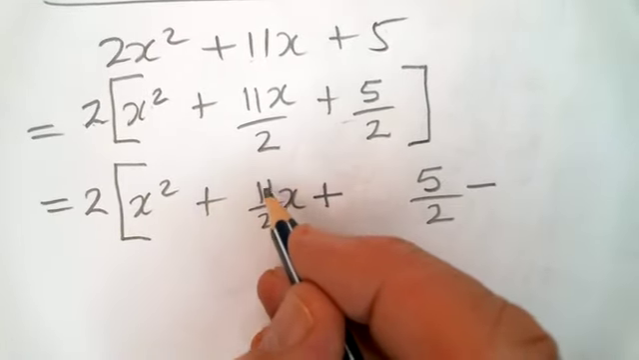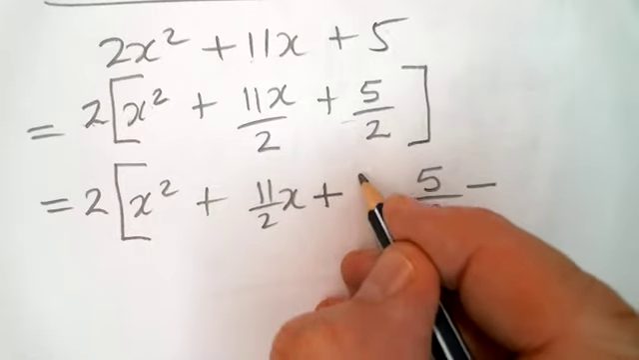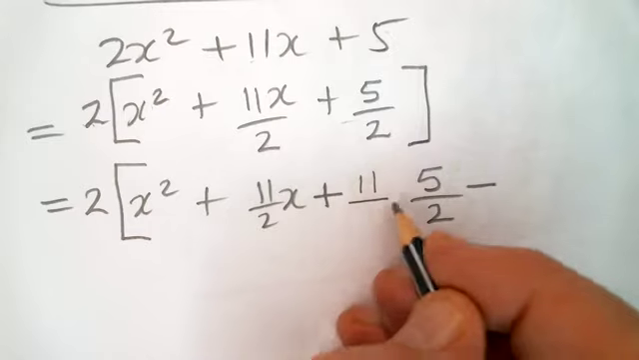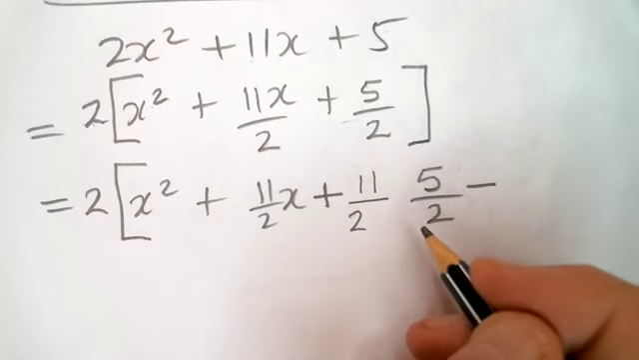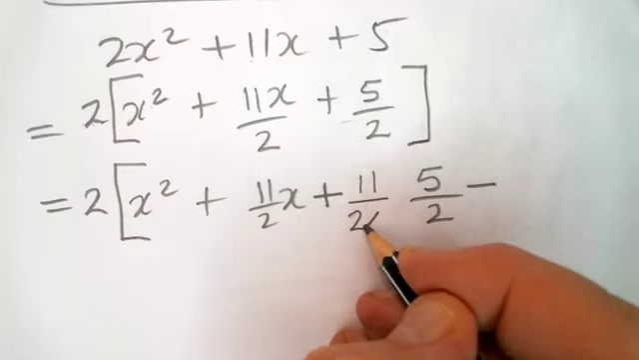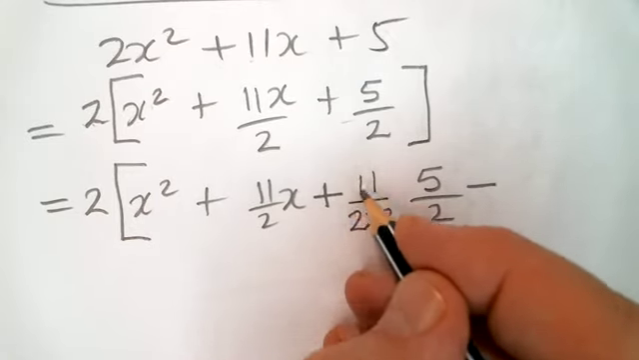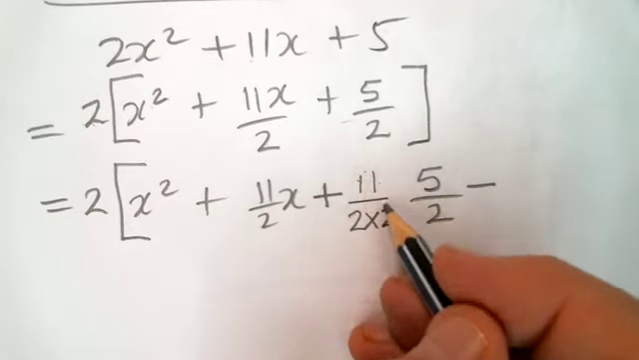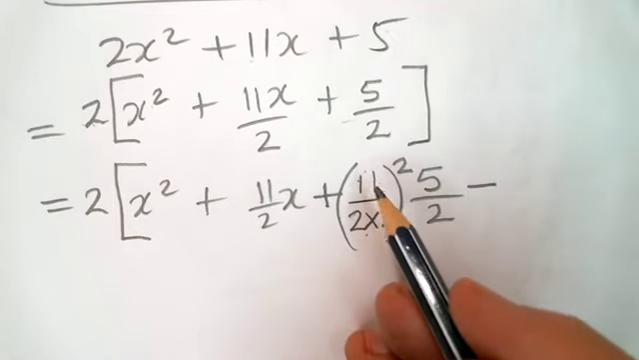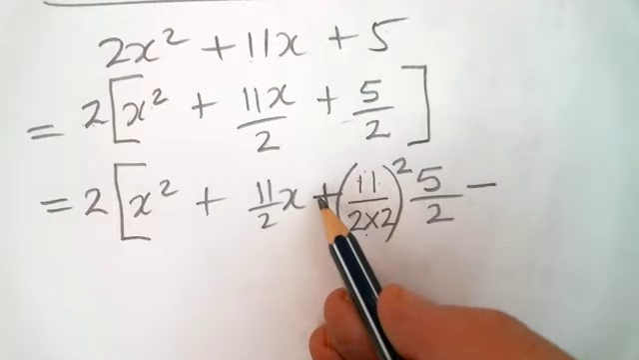So I've got my 11 on 2. Here it is. I'm going to write it big, that's fine. But I'm going to leave room because I'm going to halve it. So to halve it, I'm going to multiply the denominator by 2. So this is now 11 on 2. Half of it is 11 on 4. And of course, I'm going to square that as well. So I've taken the b term, I've halved it, squared it, and I've added it.